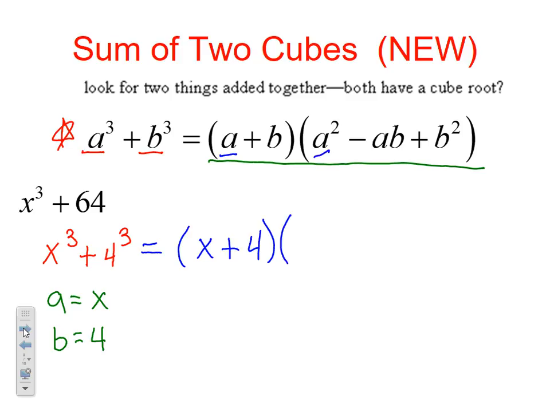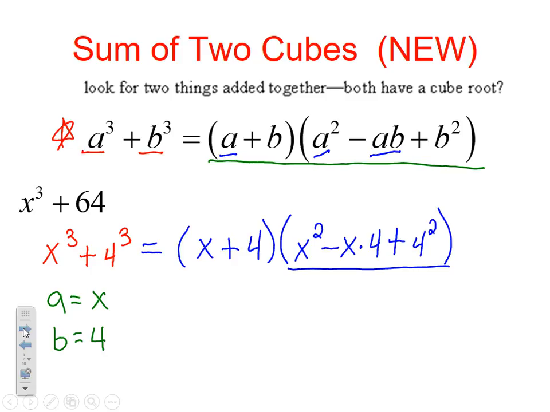Instead of a, I'm going to put x squared minus, now I have ab, so I have x times 4, plus my b squared, so that's going to be 4 squared. Now I'm going to simplify this second half. So I'm going to rewrite my problem. The first part's going to stay the same. I have x plus 4.